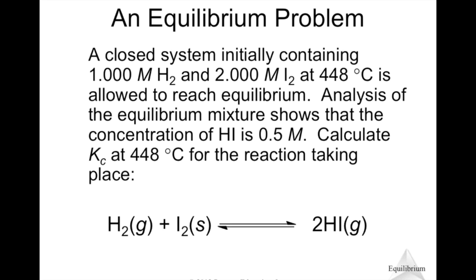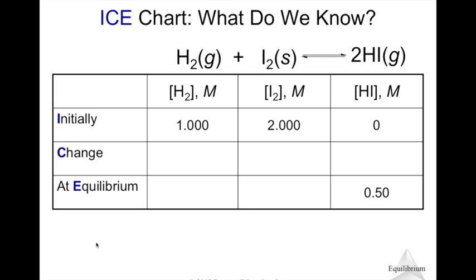So here we have a closed system that initially contains 1 molar H2, 2 molar I2 at 448 degrees Celsius, and it's allowed to reach equilibrium. So we're in a closed system, so that's all good. Analysis of the equilibrium mixture shows that the concentration of HI, our product, is 0.5 molar. Calculate Kc at 448 for the reaction taking place. And here's our reaction down here. So we're going to create the ice chart. So that is this right here.